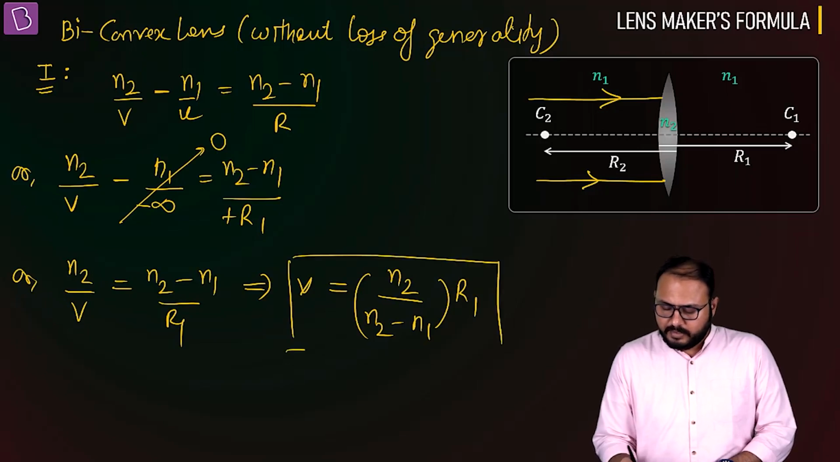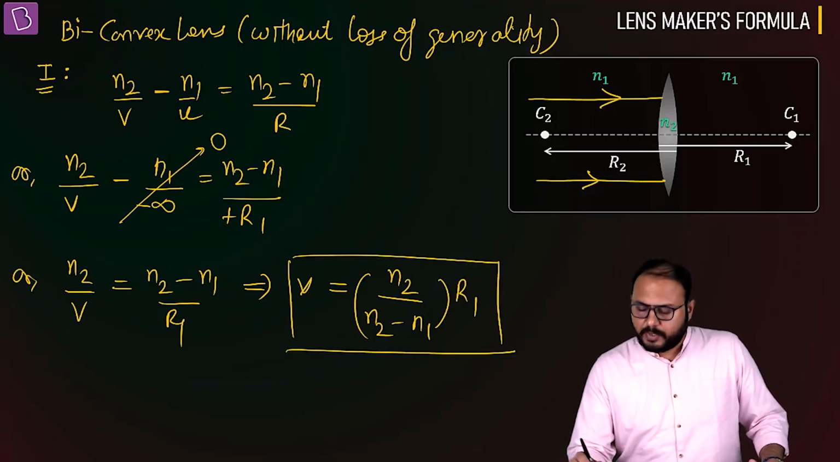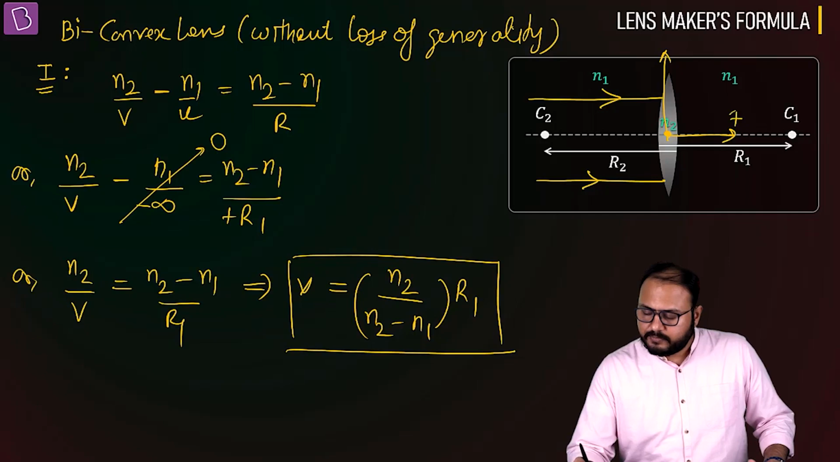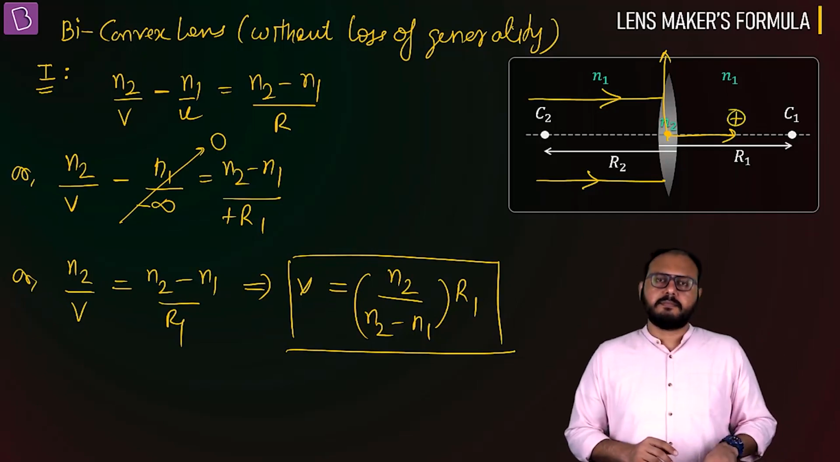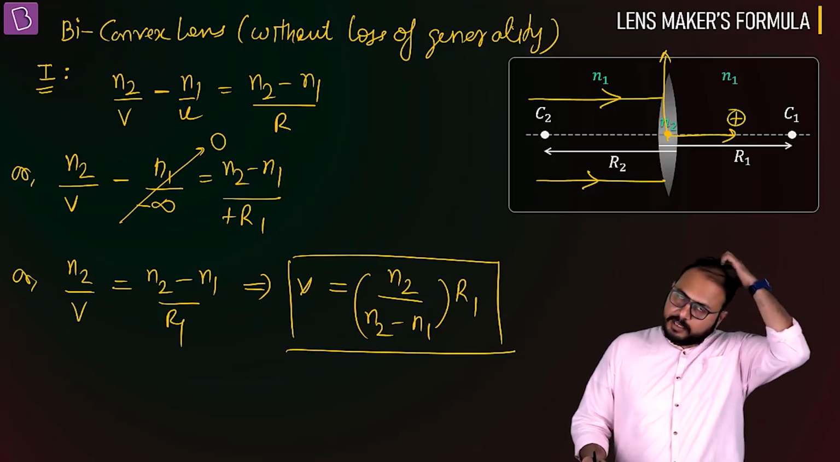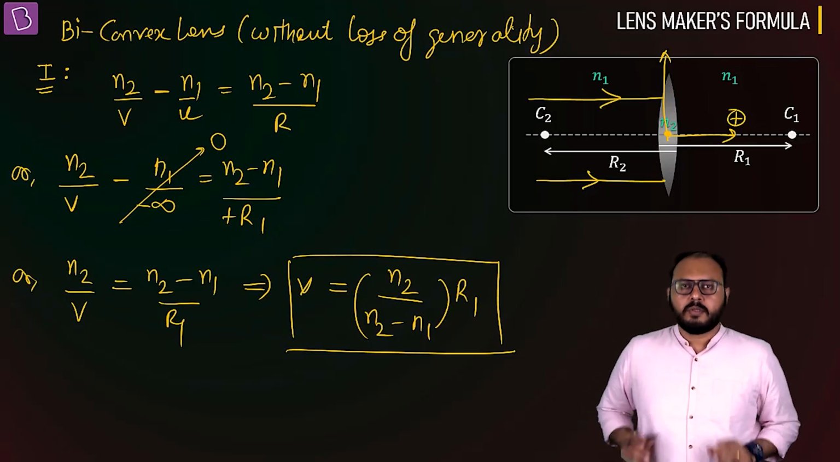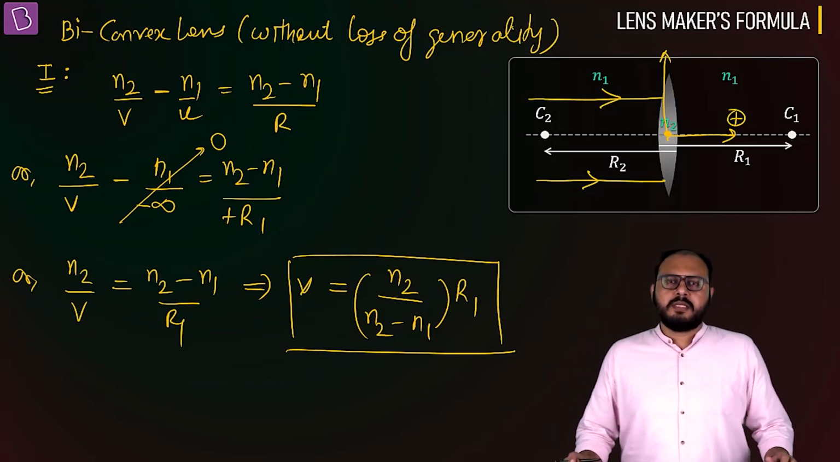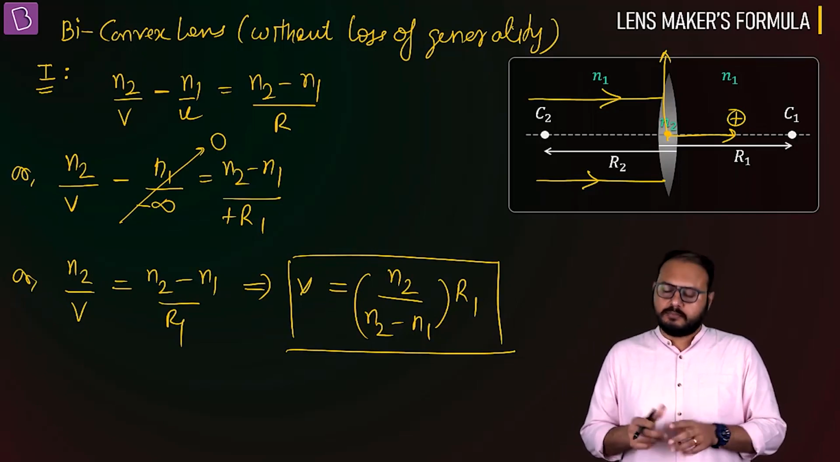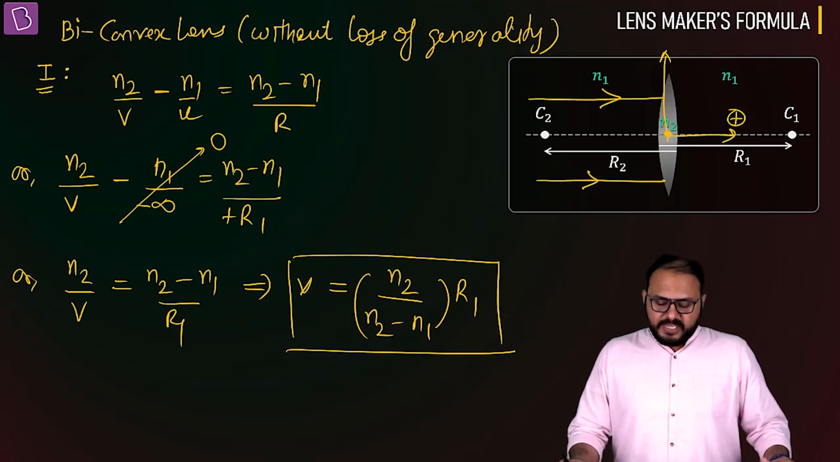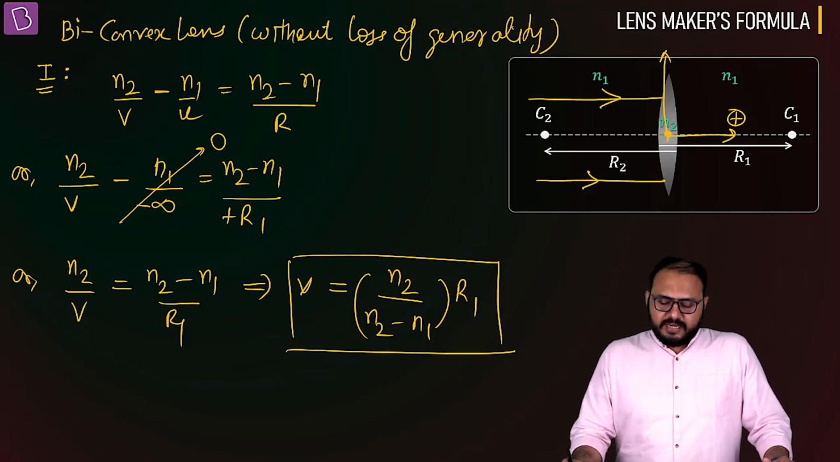Can you please tell me which side is positive? First of all, they share the same origin, and this side is positive. Why plus R1? Because the first center of curvature, C1, is on the positive side. Is this part clear? So V is equal to N2 upon N2 minus N1 times R1.